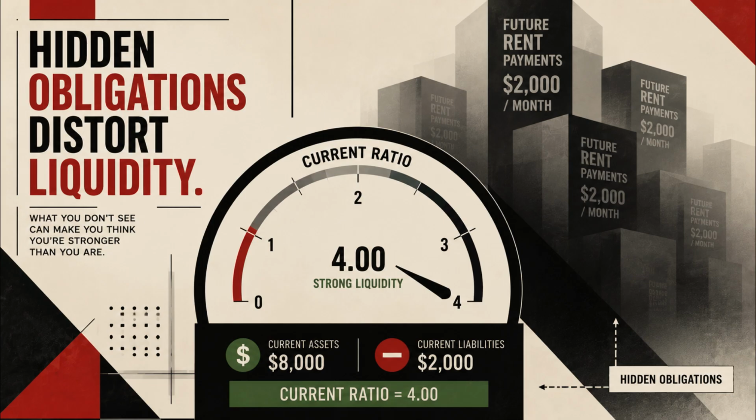Each month, we debit rent expense and we credit cash. That's it. But notice what happens economically. The future obligation completely disappears from the balance sheet, even though the individual still has contractual future payments. This creates an important problem. Liquidity ratios may appear artificially strong because a major short-term obligation is hidden.